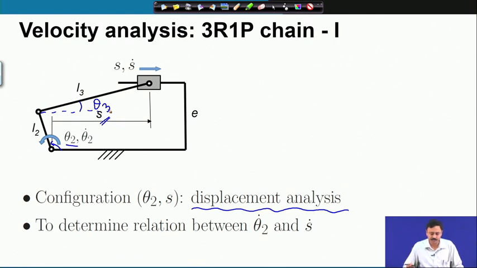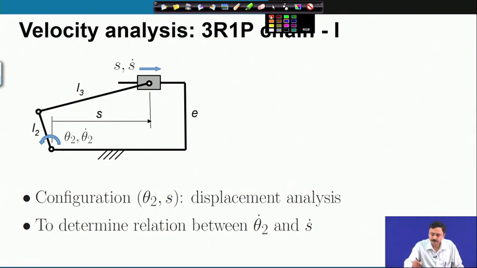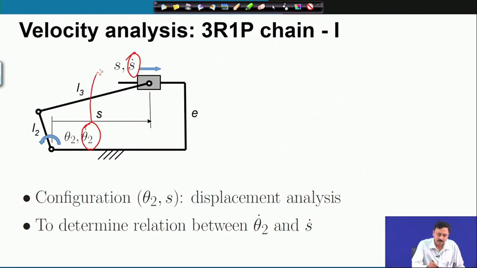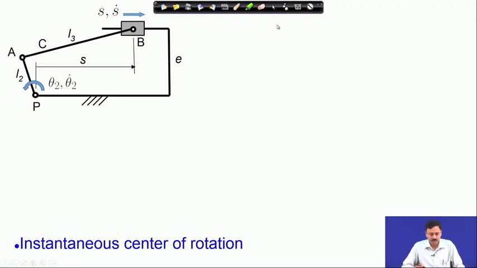The problem is now to determine the relation between theta 2 dot and S dot. Given the configuration, I would like to find out the relation between theta 2 dot and S dot. That is the velocity analysis problem. For this, as I have mentioned, we are going to use the geometric concept of instantaneous center of rotation.